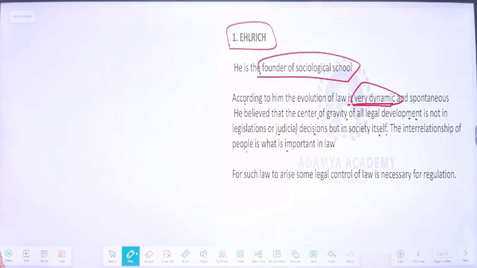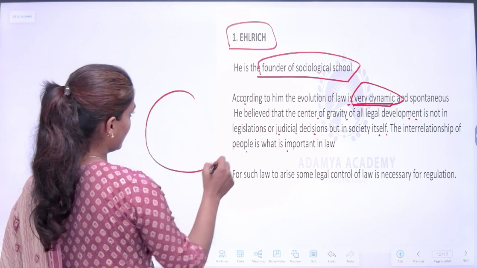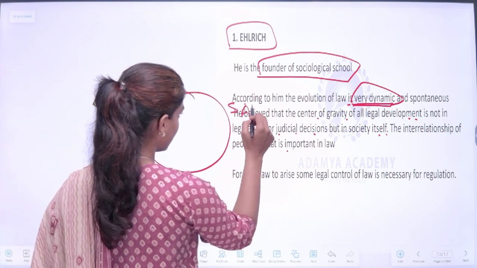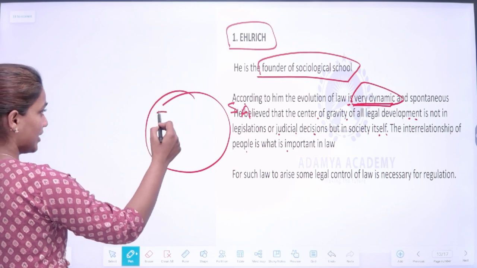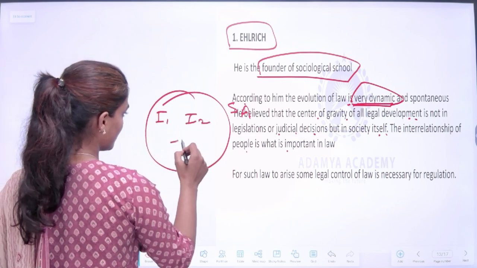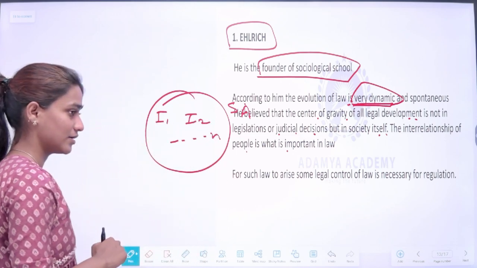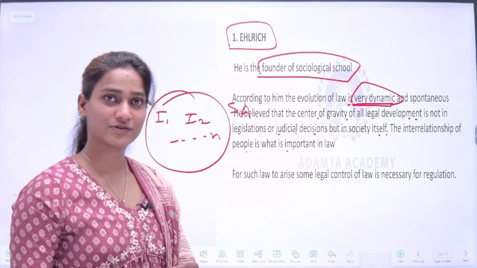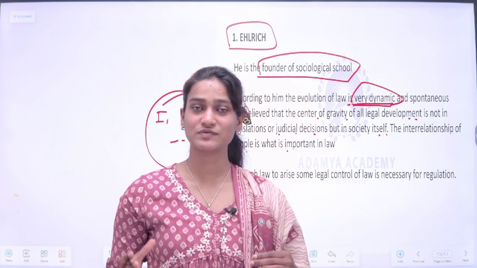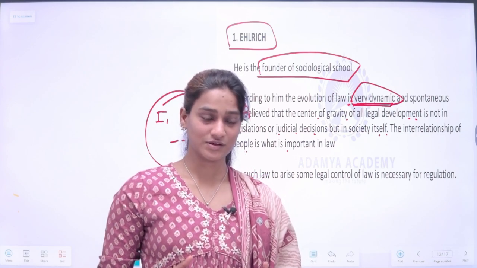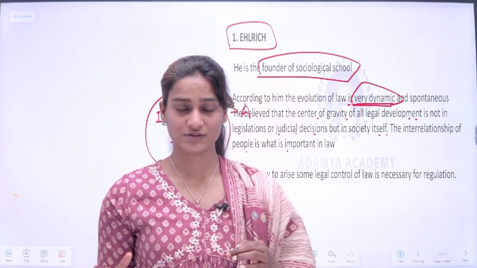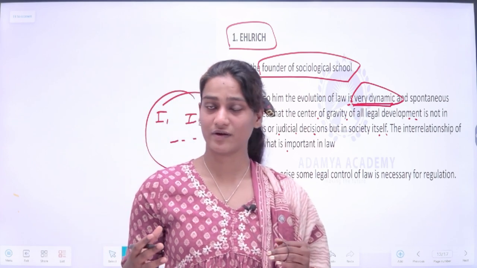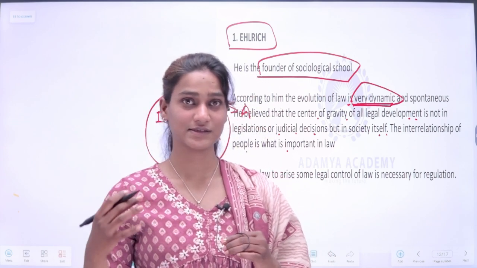It means that in a society, let us consider there is a society A and there are individuals 1, individual 2 and n number of individuals. So the n number of individuals will have n number of egos. So these individuals' egos will clash with each other. So in order that the egos of the individuals are satisfied and they work coherently, the law is needed.